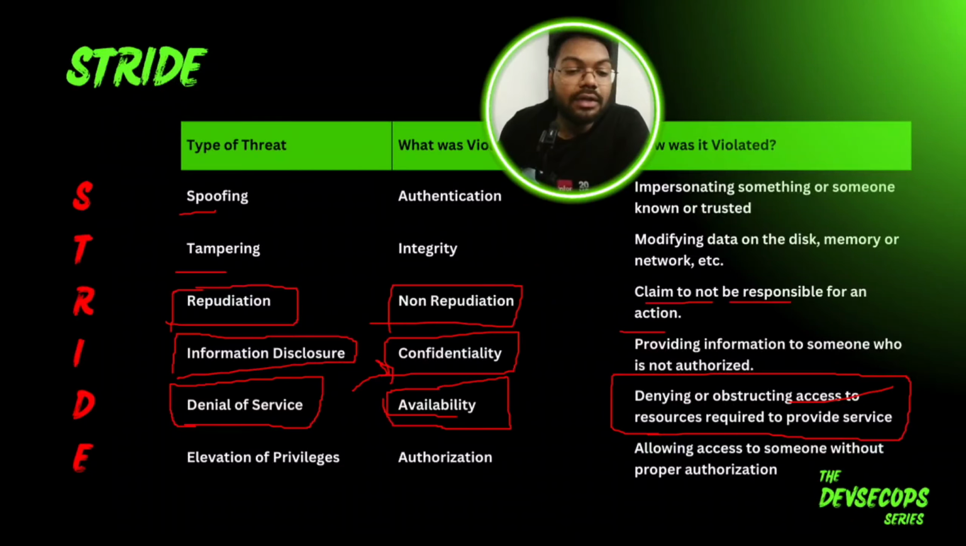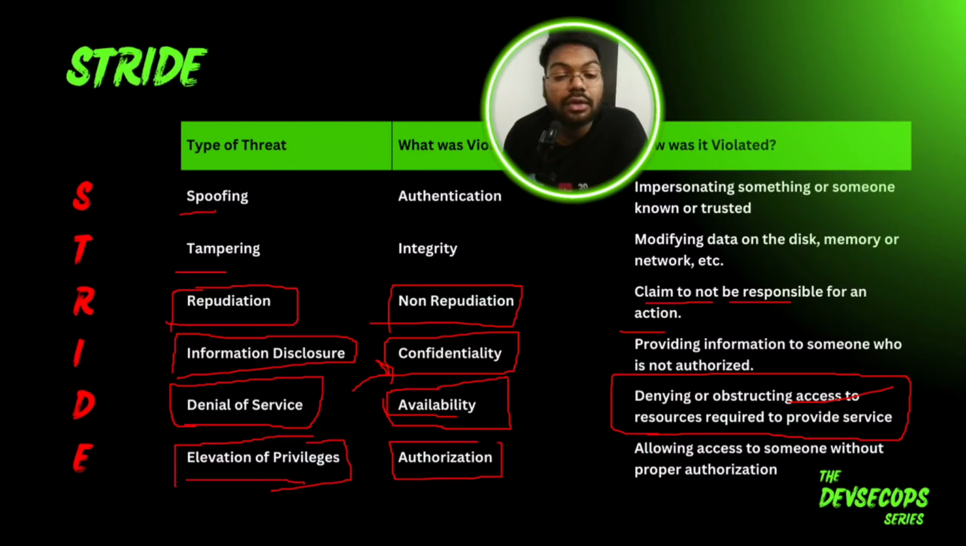Next is elevation of privileges. Someone could elevate his or her privileges, accesses, or rights to do something which would hamper the authorization system of my application, and then allow access to someone without proper authorization.